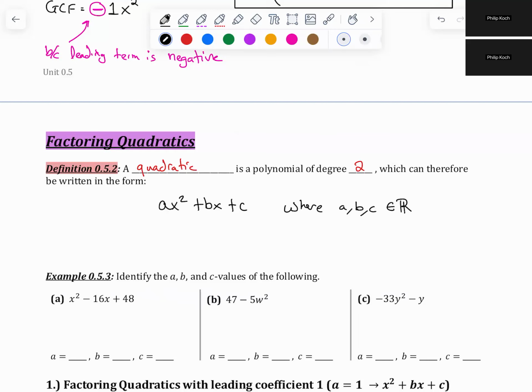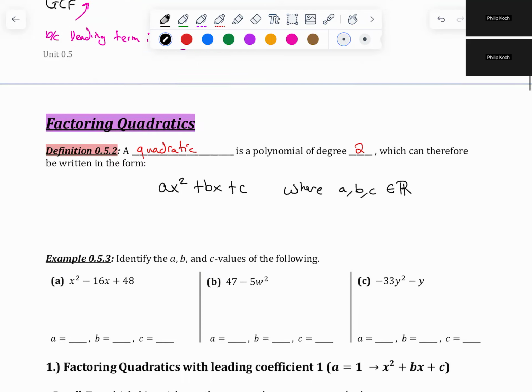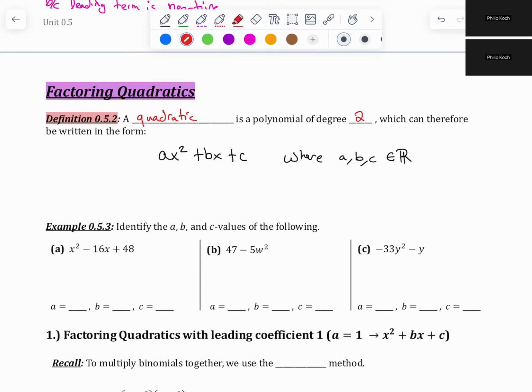In particular, technically speaking, in order for it to be quadratic, a can't be equal to 0, but that'd be a really stupid thing to do. So don't worry about that. It's a, b, c in R. Now, I want us to be able to identify them because that's going to become crucial in how to factor. So identify the a, b, and c values.